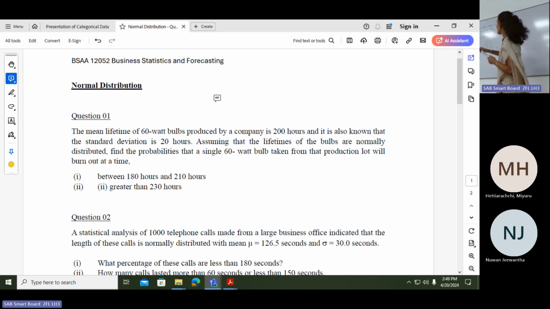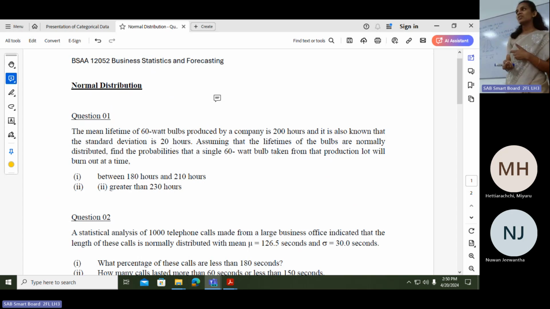Then we need to get the probability value of this area. We can directly take it from the table. For 1 it is 0.3413, and for 0.5 it is 0.1915. Then add them together, 0.1915 plus 0.3413. This is the calculated probability value.